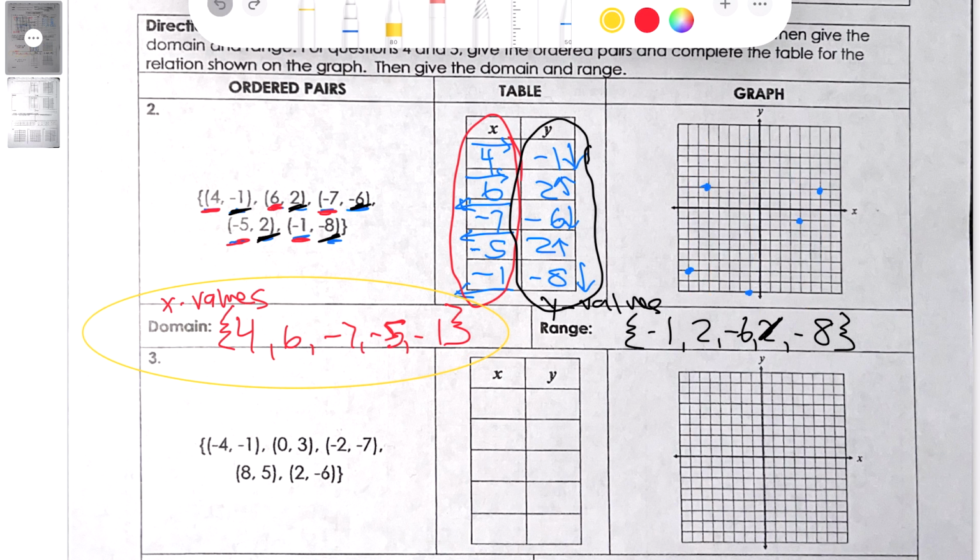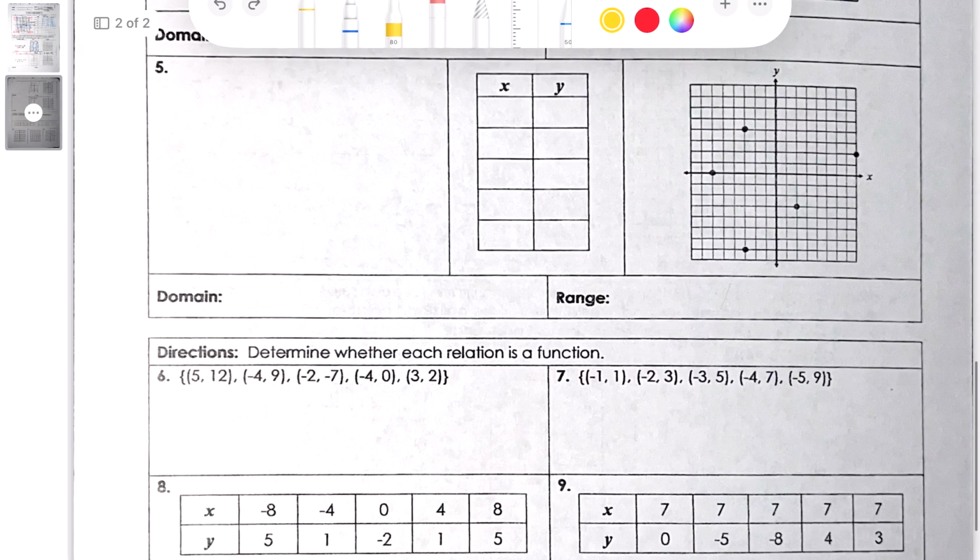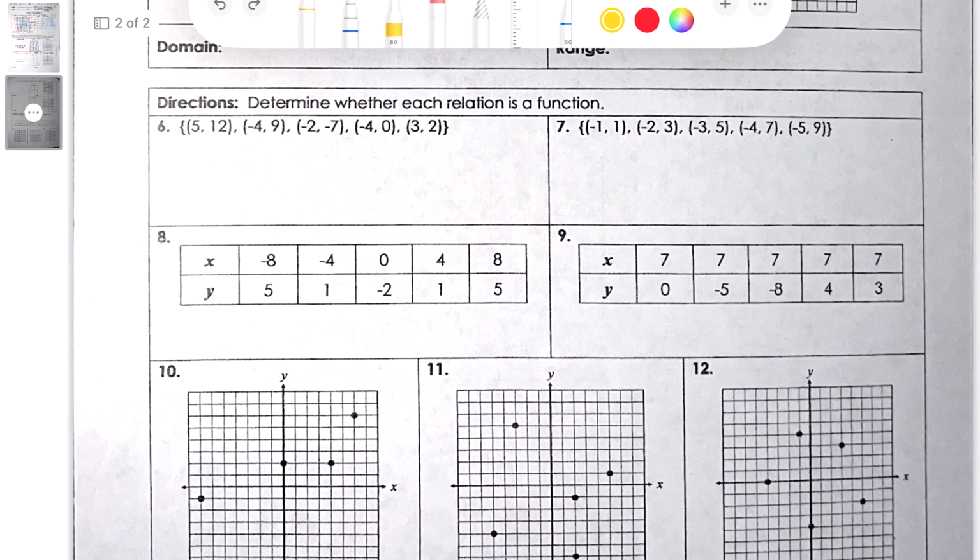That's a little farther than you need to go on this homework, so I'm going to go back because this is all you need to do on this homework: just fill out the table, fill out the graph, and fill out the domain and the range. Okay, and that's all you're doing through the whole back here.